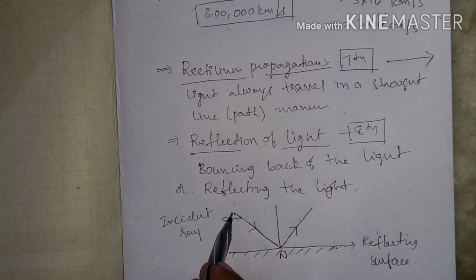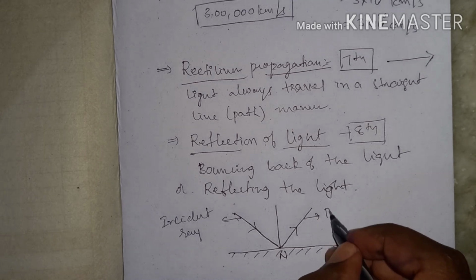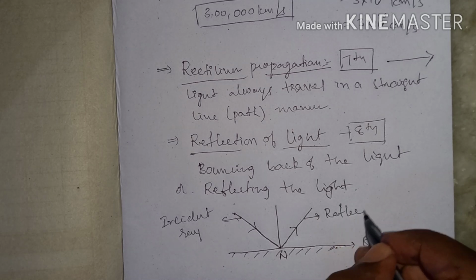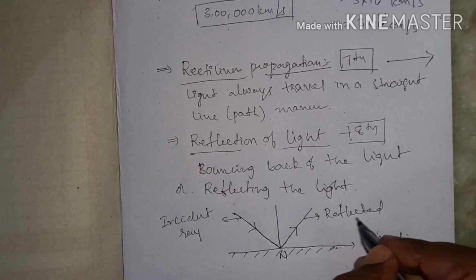So that means we are projecting the light. What is this? This is called the reflected ray. That means after the light is incident onto the surface, due to the reflecting surface it bounces. So it is called reflected.